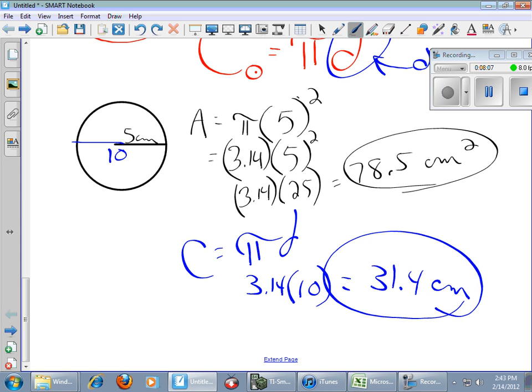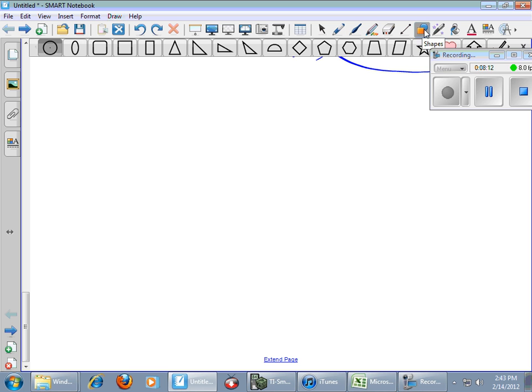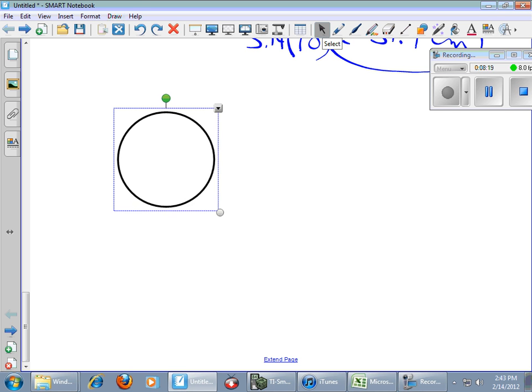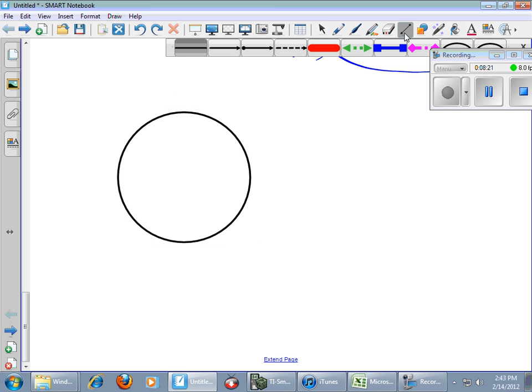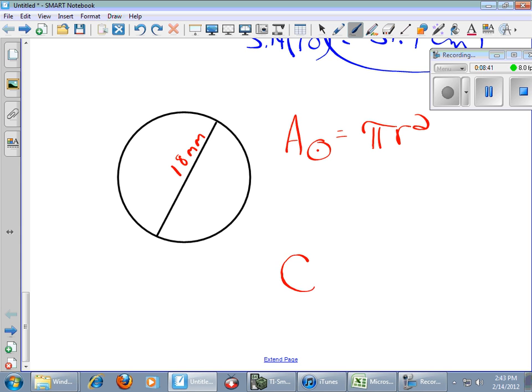All right, so let's see here. I'll give you a circle and you see if you can calculate the area and the circumference. All right, and I will tell you that this is 18 millimeters. Not drawn to scale, obviously. All right, I need the area of the circle. Remember, what shape are pi? Pi, r squared. And then I need the circumference, pi d.